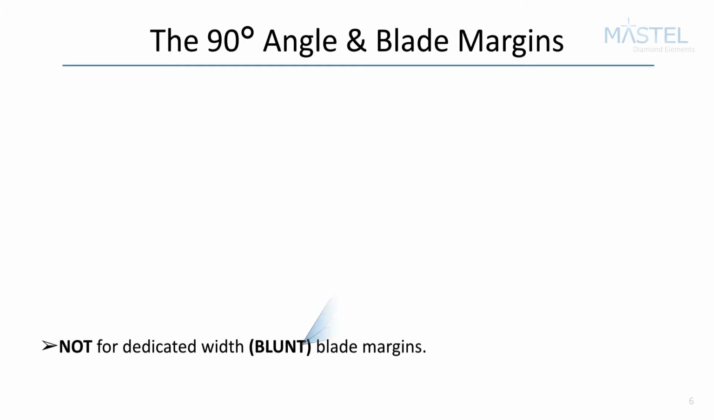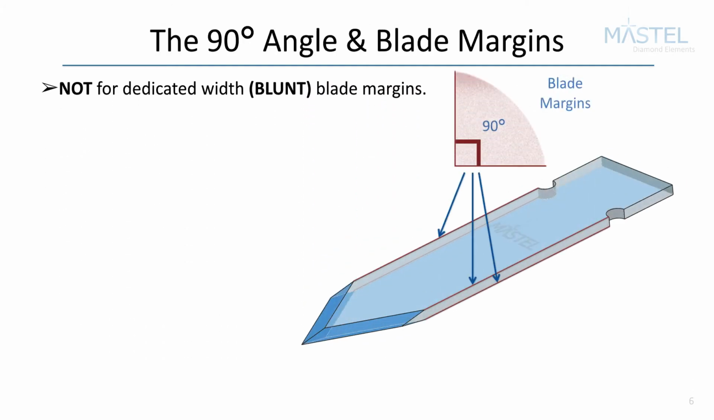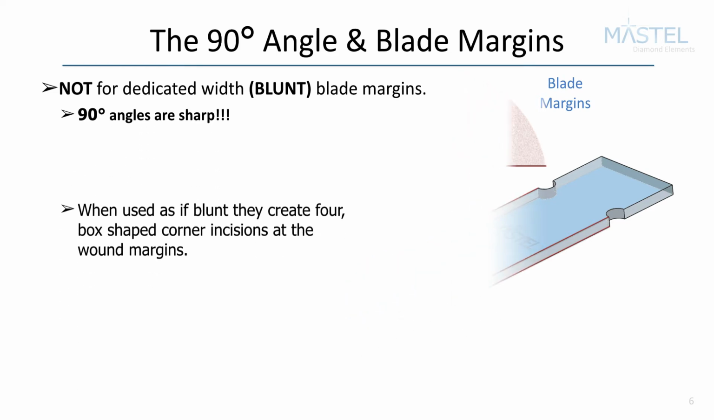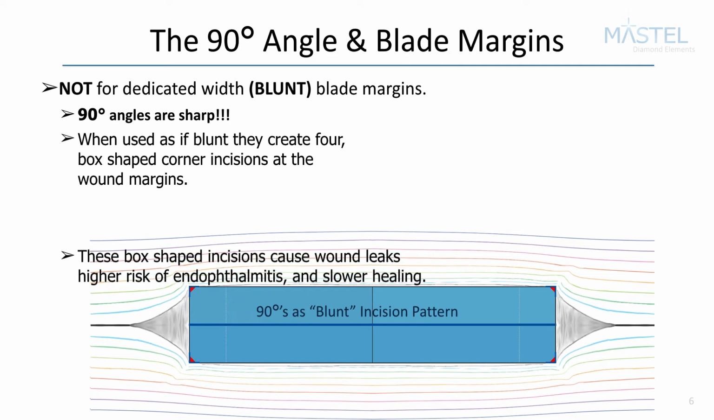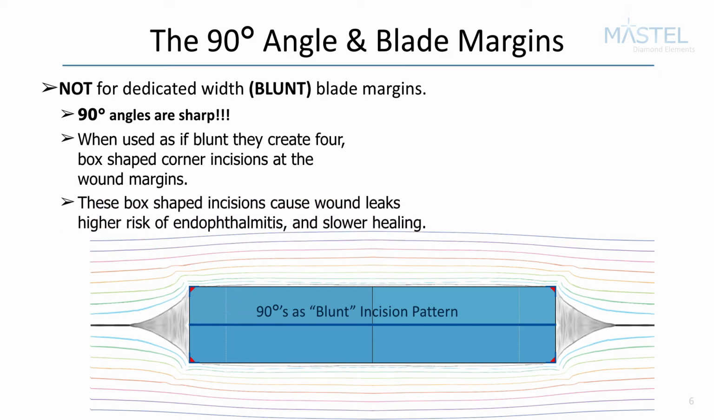To do so, let's revisit the 90-degree angle. Because a 90-degree angle can be defined as a cutting angle, less than 110 degrees, these edges cut at the wound margins, creating box-shaped incisions. This leads to wound leaks and a higher risk of infection.